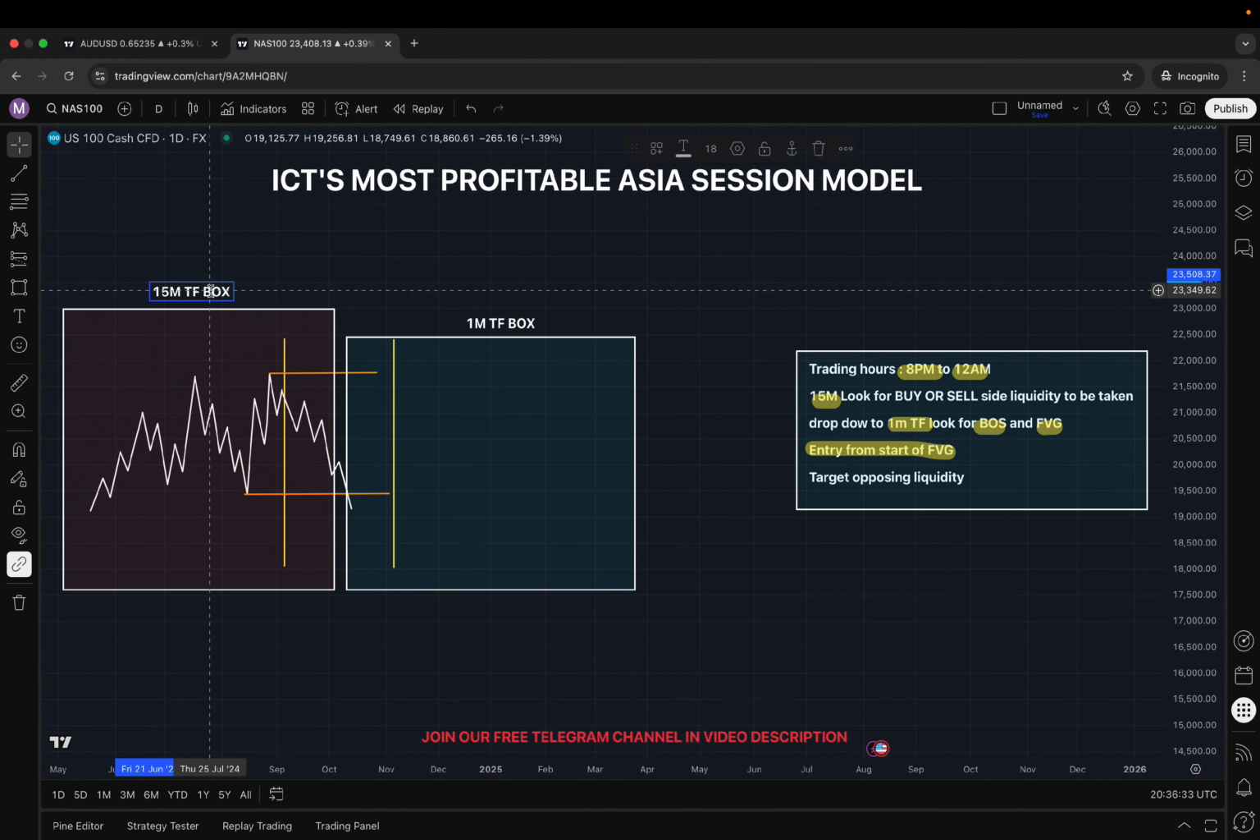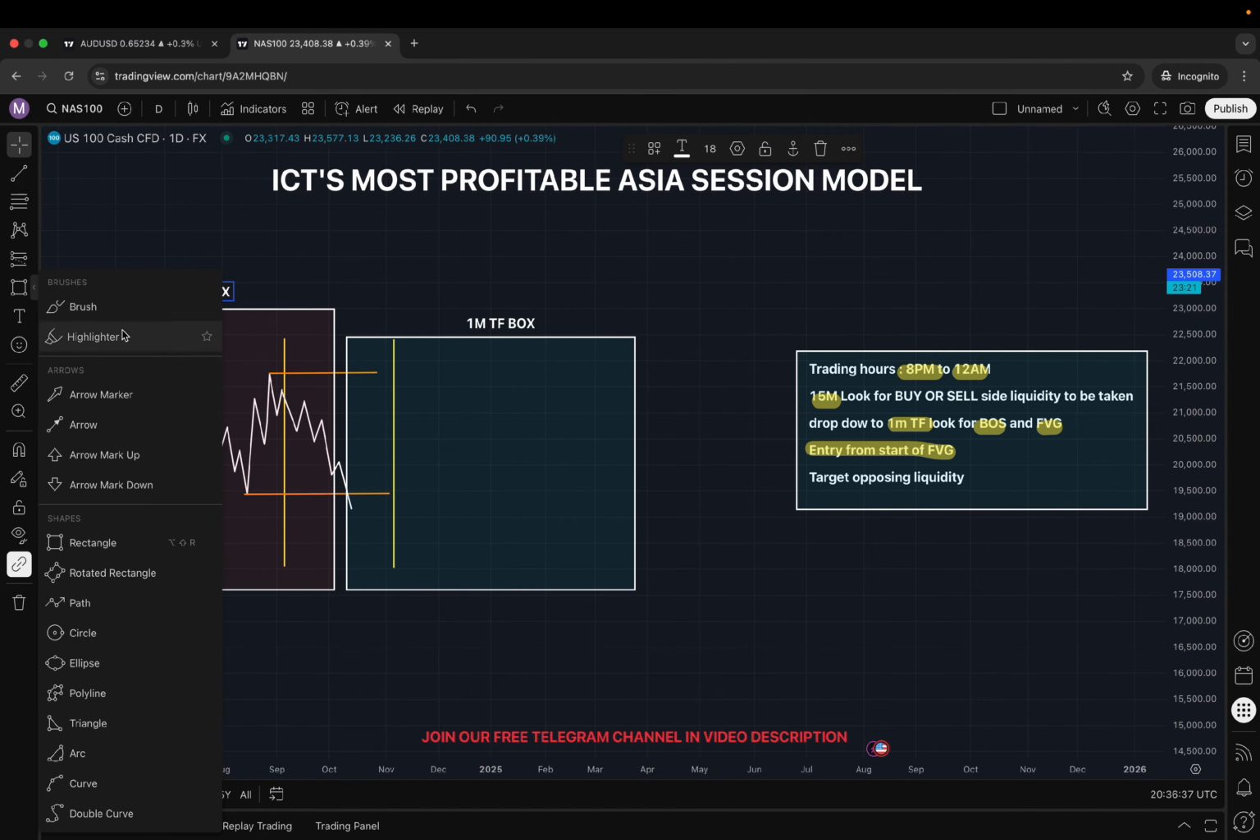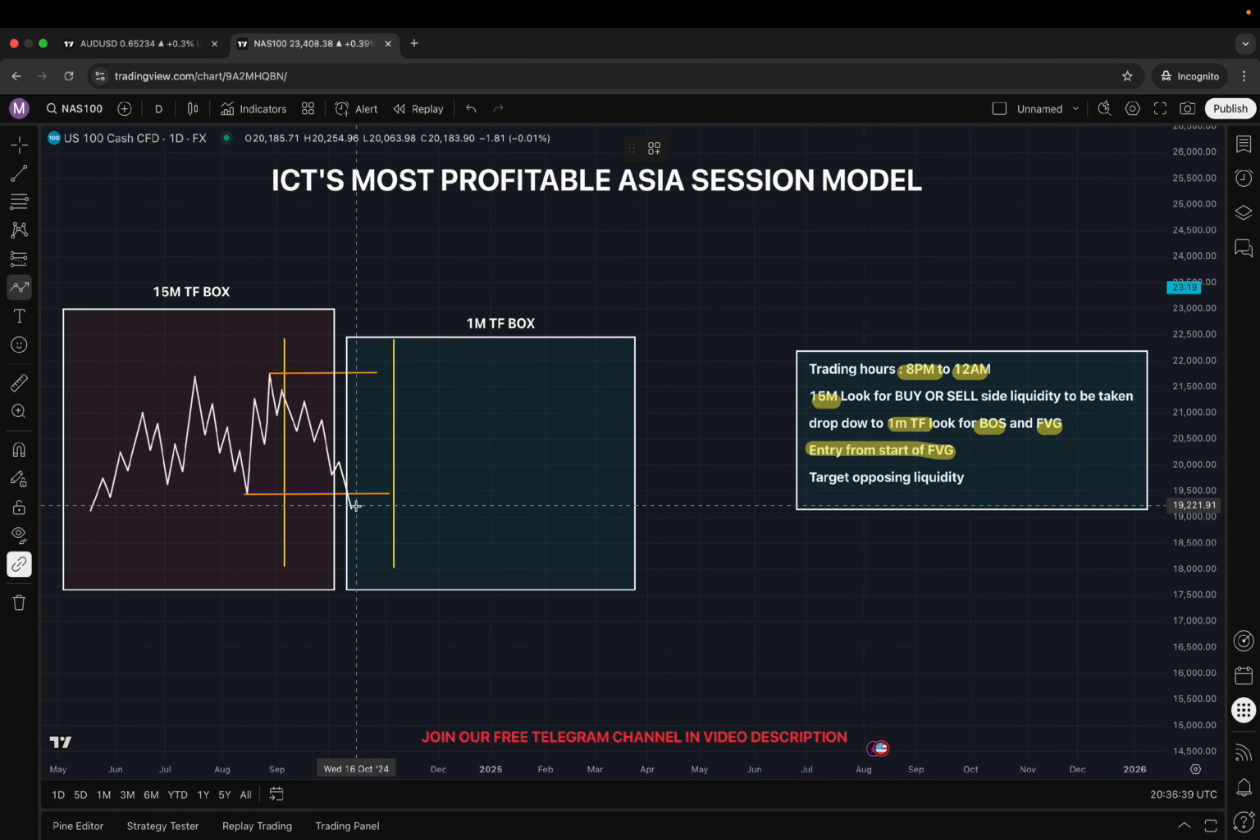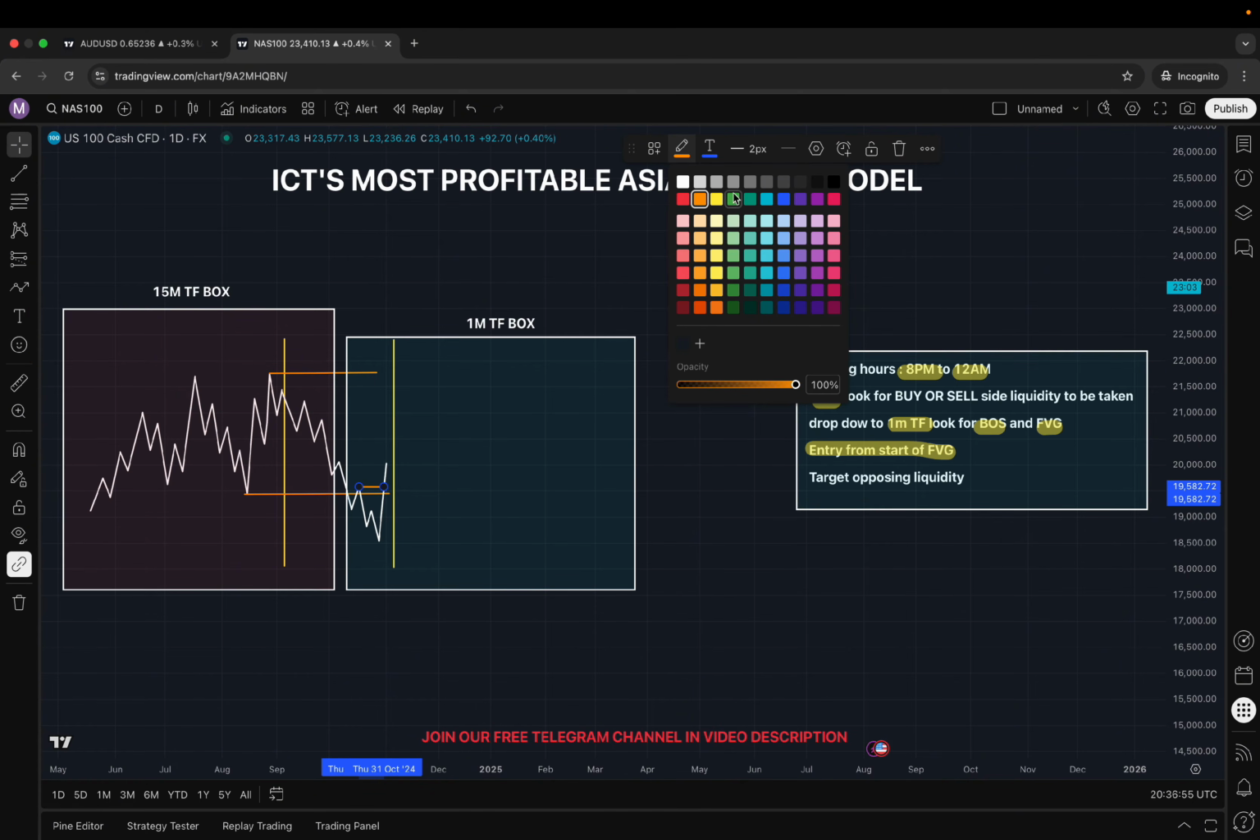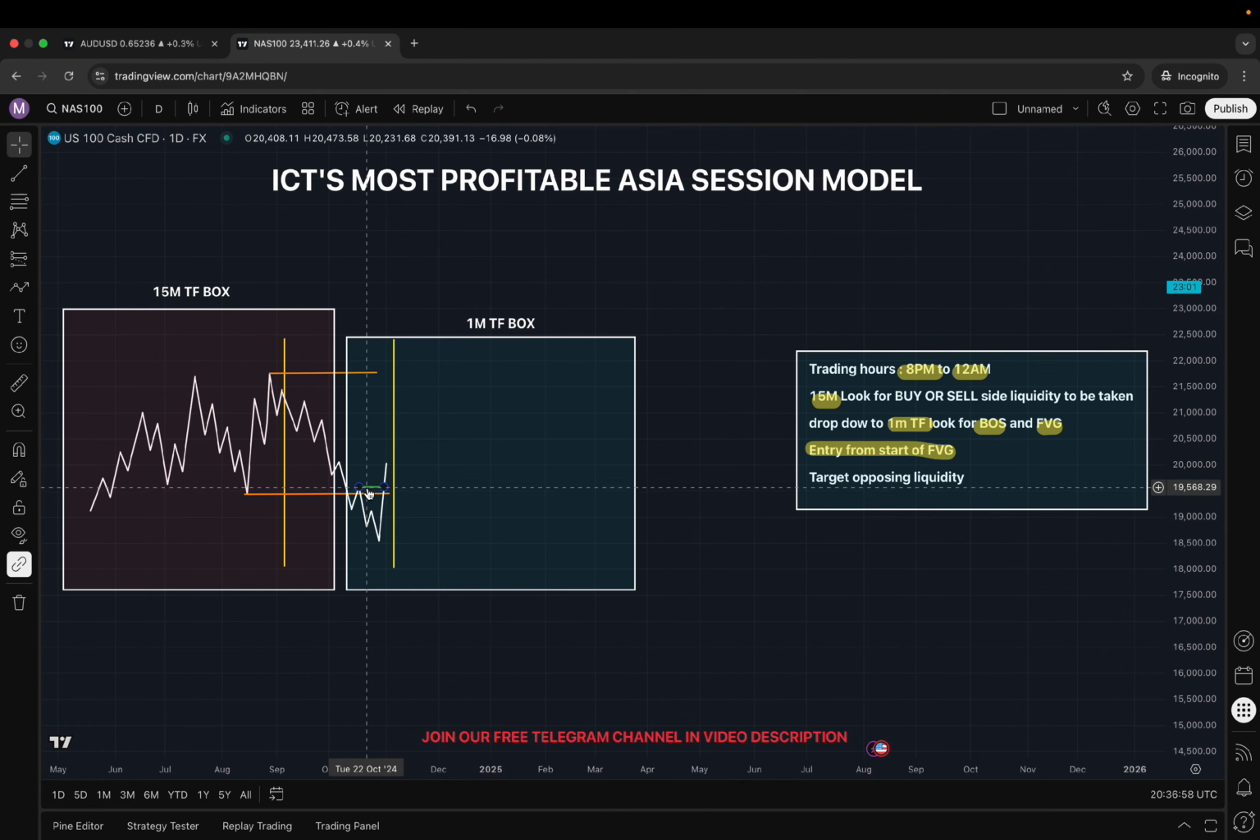So now that we've dropped down to the 1-minute time frame, we're waiting for a market structure shift. So let's assume that price obviously goes here, continues to drop, and then we instantly get a market structure shift. Now this is our market structure shift, and we can mark it out right here, and I'll put that in a different color just to make it slightly clearer. So the green represents market structure shift slash a break of structure. Then we go ahead and mark out our fair value gap.